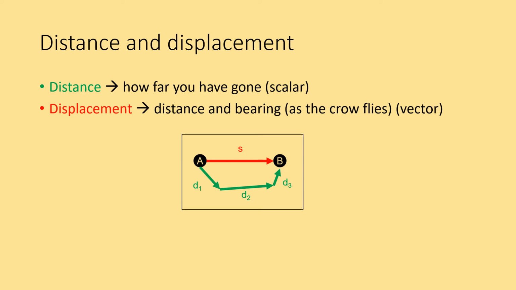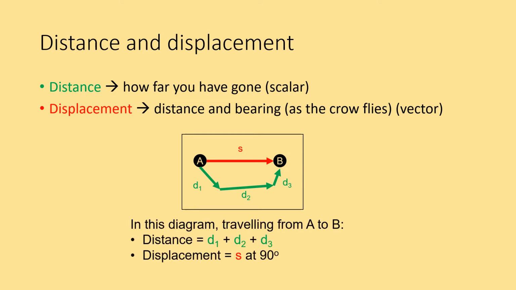Now this is the displacement. So it doesn't matter what direction you have gone in, as long as you've gone from point A to point B, the straight line with a direction bearing to that point is your displacement. So traveling from A to B, my total distance is D1 plus D2 plus D3, and my displacement is S at 90 degrees. So I have turned 90 degrees and I have walked to point B.